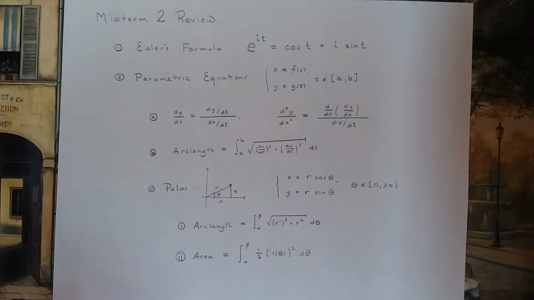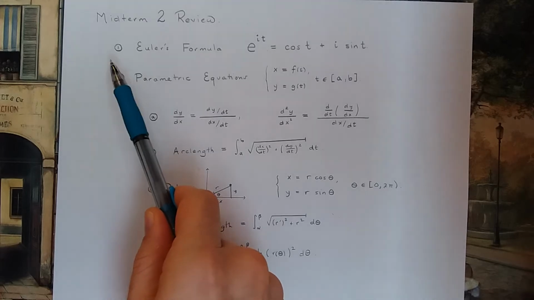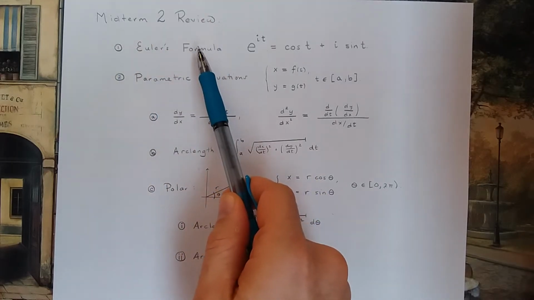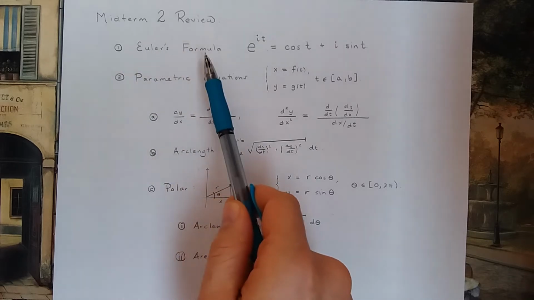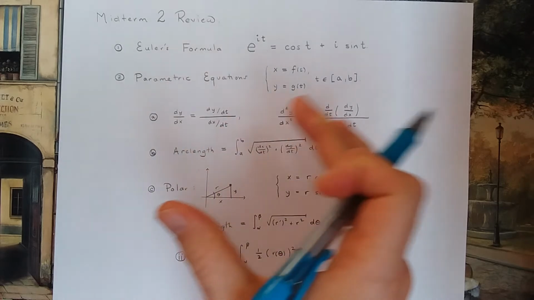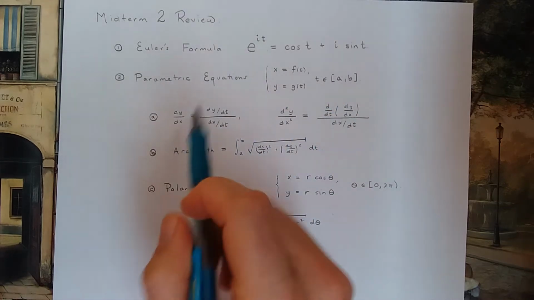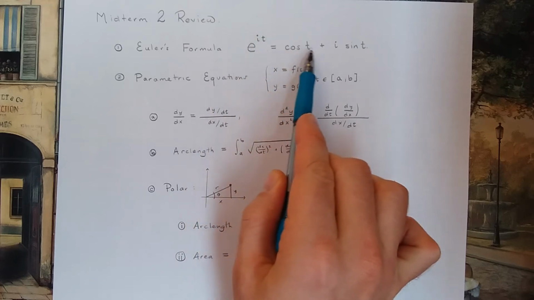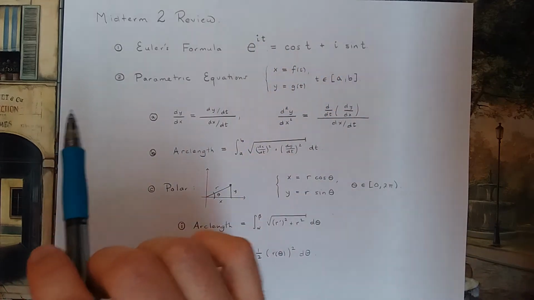So here are the topics that will appear on Midterm 2. The first topic we discussed after Midterm 1 was Euler's formula. And in the discussion of Euler's formula, we discussed what multiplication really is. It's a scaling, not repeated addition. Euler's formula is the amazing result that e to the it is cosine t plus i sine t.